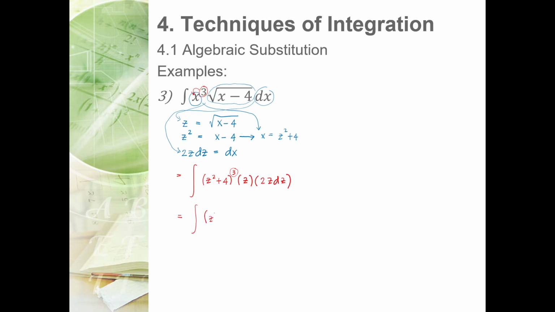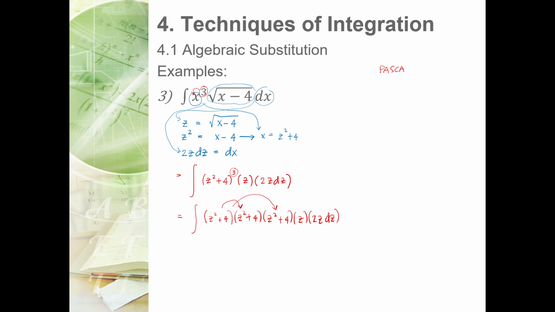Like z squared plus 4, times z squared plus 4, times z squared plus 4. It looks long, right? You have to multiply the first two first, and then multiply the product with the next z squared plus 4. If you want a faster pace, try to use Pascal's triangle.